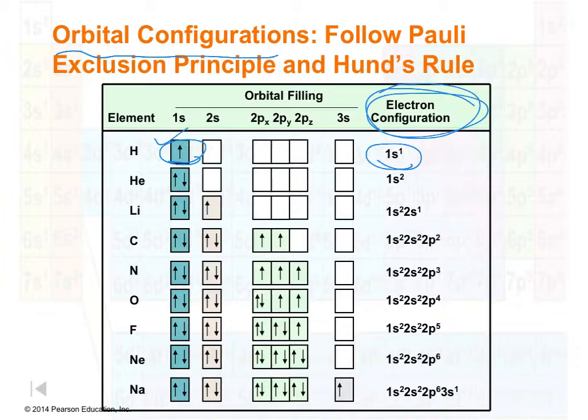So just make sure when you are doing orbital configurations that you're following the Pauli exclusion principle, which again, if you have 2 electrons in an orbital, they must have opposite spin. And make sure you're also following Hund's rule, which says if you are in equal energy orbitals within a sublevel, make sure you put one electron in each of the equal energy orbitals before you pair any up.